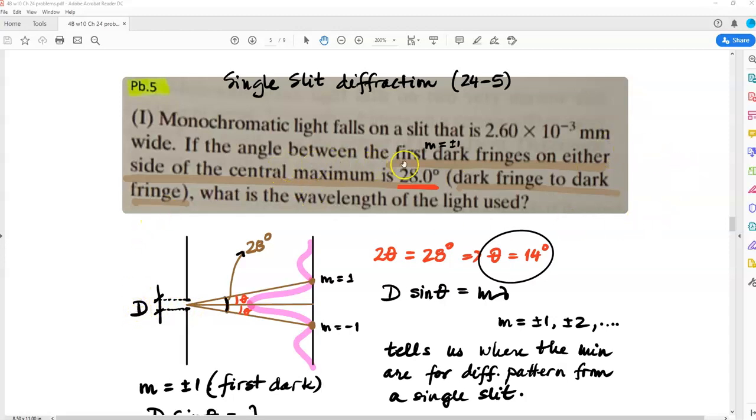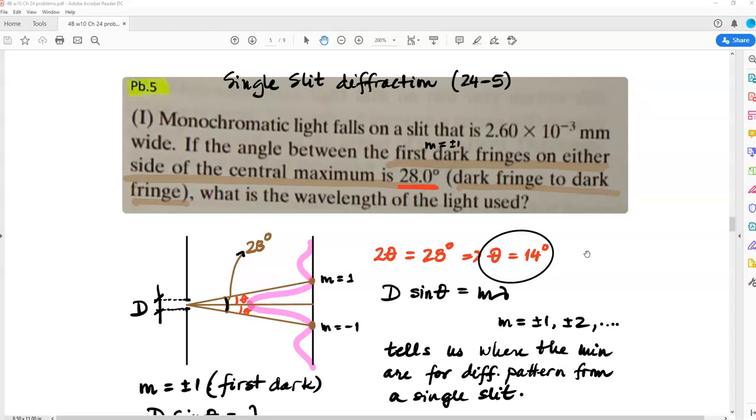If the angle between the first dark fringes on either side, so be careful what they tell you. So you draw your central line, and then you know you have a central maximum, and here's your minimum. So now you can actually look. They tell you between two dark fringes on either side of the maximum. So they give you this total angle is 28 degrees. What is the wavelength of the light used? So from the picture that I drew, you see that the angle 2 theta gives you 28, meaning that makes theta easy to find, 14 degrees.